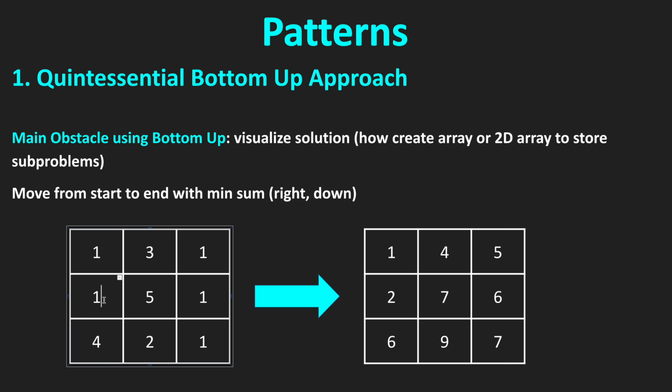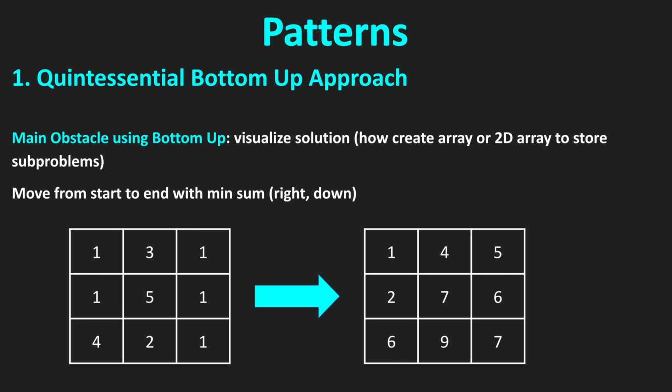So we can come either from the left or from the top, right? 5 plus 2 gives us 7, and 5 plus 4 gives us 9, so we are taking 7, and so we are populating and returning this result. Again, in this case also, it's a quintessential bottom-up approach, so we cannot solve this problem with any other.